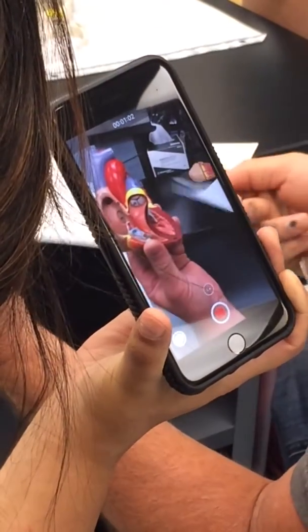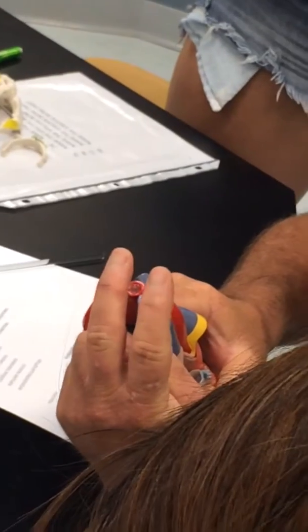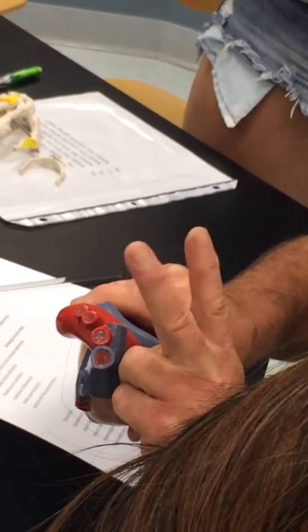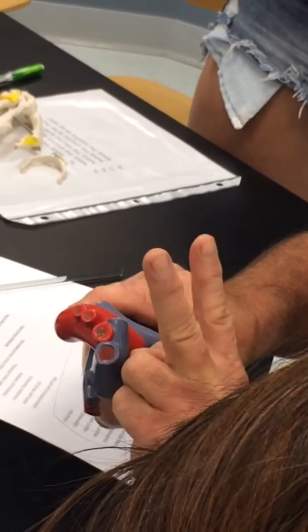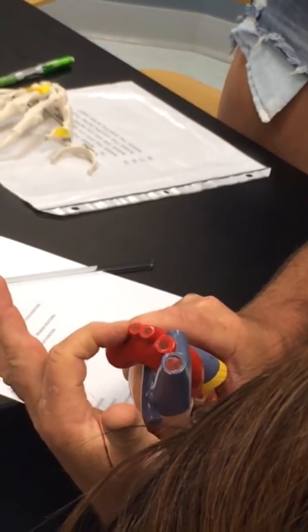The backside, exterior structures, you're going to use your fingers as little rabbit ears. The jugular veins branch off of here. Brachiocephalic veins branch off of here, so we have two rabbits. Brachiocephalic artery, subclavian artery, common carotid artery.